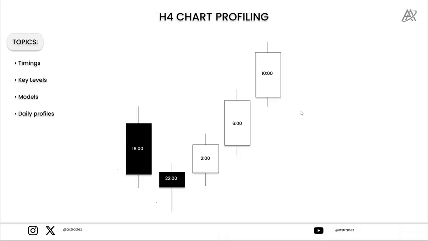Hello everyone. Today we'll talk about profiling the 4-hour chart, and we'll cover the topics of timings, what times you should look inside the hourly H4 candle, key levels that we are going to pay attention to, and models that we are going to use. And in the last we will blend daily profiles while profiling the 4-hour chart. Okay, so let's get started.